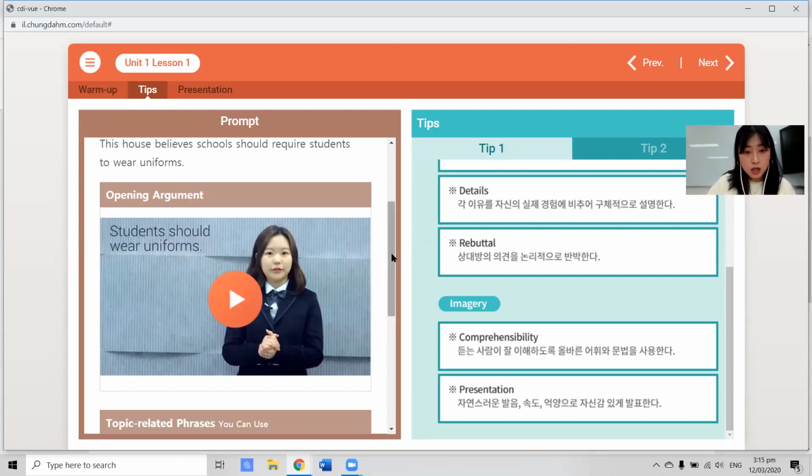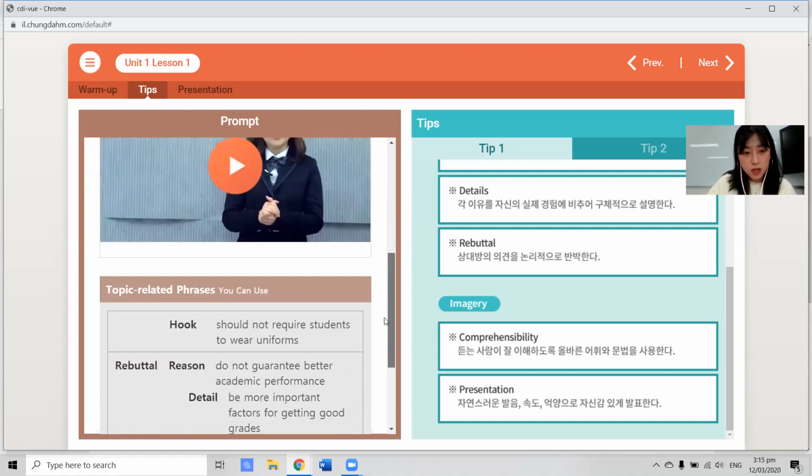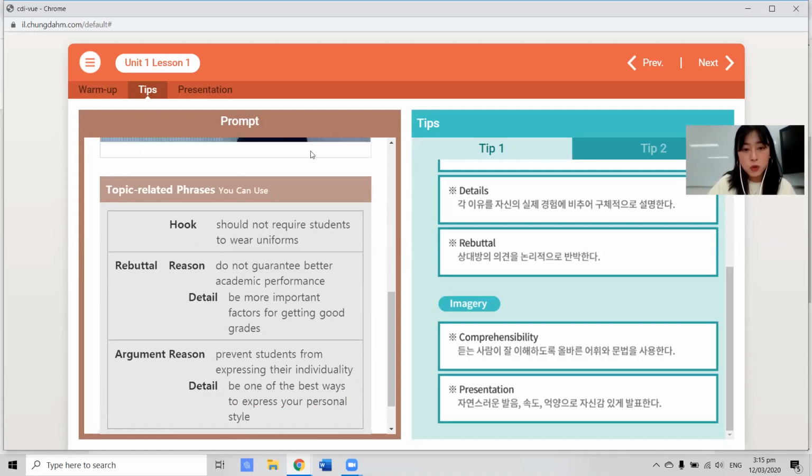And down here also, before I play the video, if you look here, it just has a few phrases or example sentences that you can use in your speech if you wish to, if you are unsure of how to transition into ideas or how to connect your ideas together. This table down here is just an example of the things that you could use. However, you do not need to use this all the time. It's completely up to you, okay?